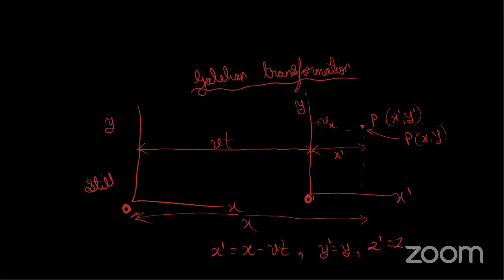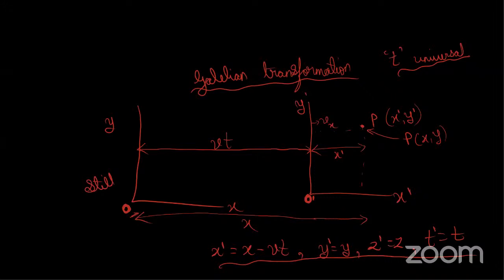And Galileo's other principle is that time is universal in all reference frames. So the value of time is universal. He said that time is constant, it doesn't change for different observers. So we can write t dash is equal to t. Okay, so this is called the Galilean transformation.